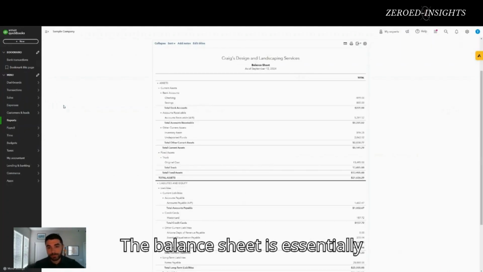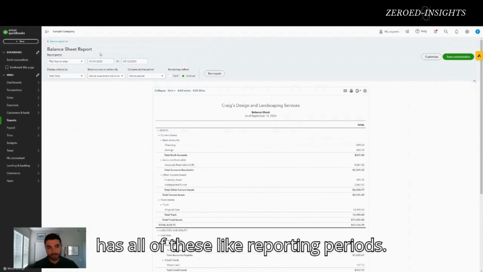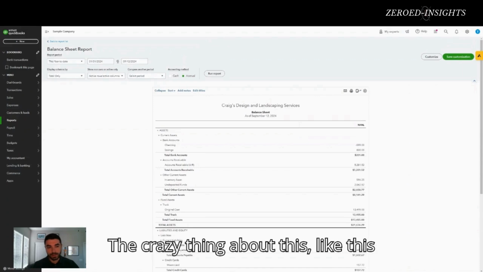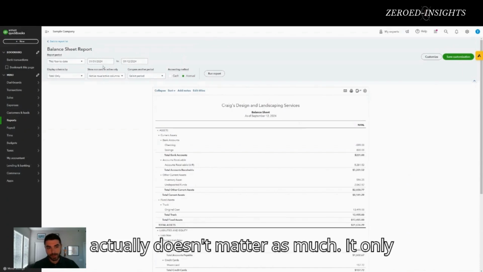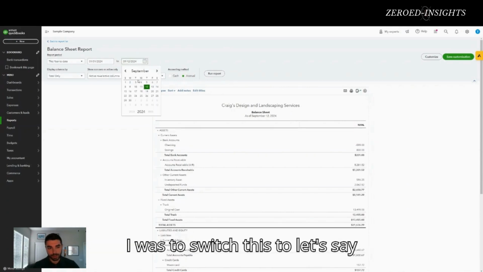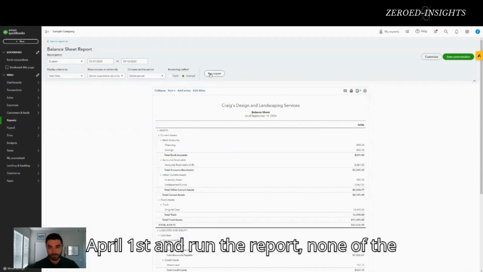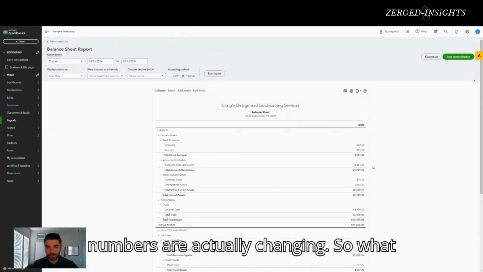The balance sheet is essentially a snapshot in time. So it has all of these reporting periods. The crazy thing about this is it actually doesn't matter as much. It only matters your end date. Because if I was to switch this to, let's say, April 1st and run the report, none of the numbers are actually changing.